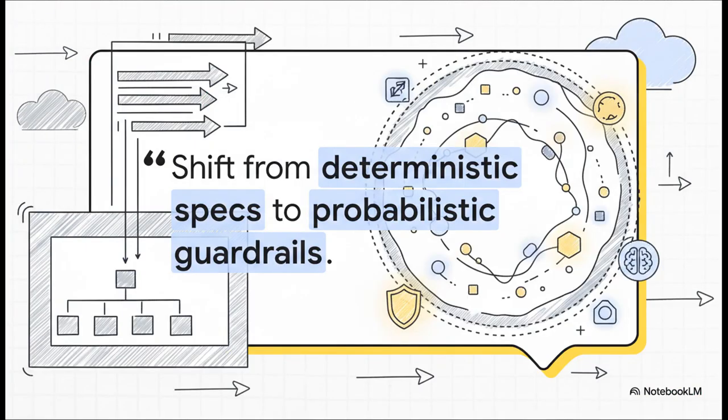Honestly, if you only take one thing away from all this, let it be this. You are no longer just writing deterministic specs, if this, then that. You are now designing probabilistic guardrails. You're defining the safe boundaries within which the AI is allowed to operate to be accurate, helpful, and trustworthy.